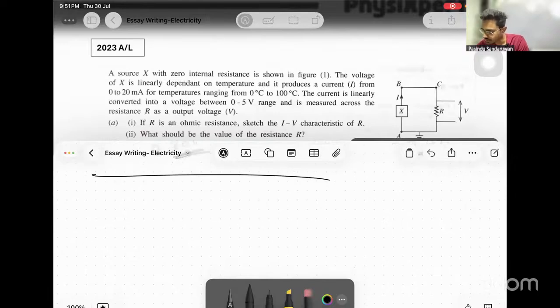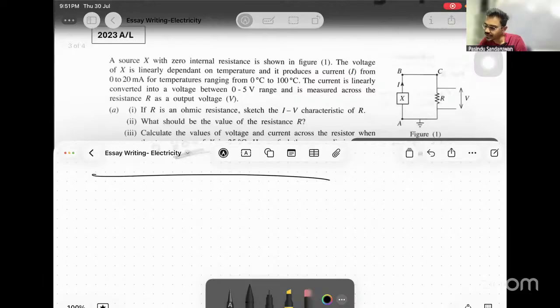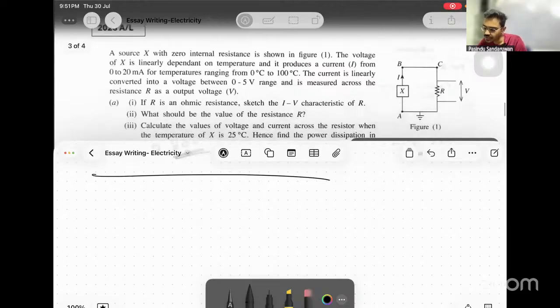Then next, a source X with zero internal resistance is shown in figure 1. The voltage of X is linearly dependent on temperature and produces a current I from 0 to 20 milliamperes for the temperature ranging from 0 to 100. The current is linearly converted into a voltage between 0 and 5 volt range, and is measured across the resistor R as output voltage V. Okay, circuit diagram is given.